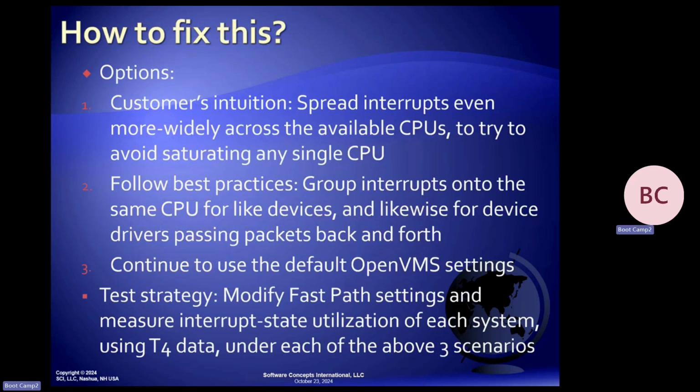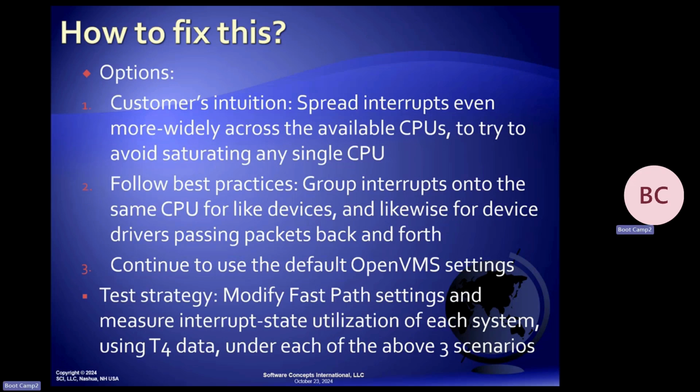Well, the customer said, we're seeing a CPU saturate, so let's just spread the interrupts across more CPUs than it already is, and that should help us avoid it. It's intuitively obvious, that's what should be the solution. And I was saying, no, our best practice is we're supposed to group the interrupts, and that of course seems to the customer absolutely the wrong answer. So I said, let's do a test. Or the other thing is, of course, we could have used the default VMS settings and continue to do that and just put up with it.